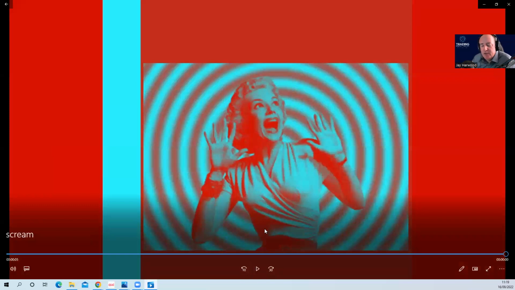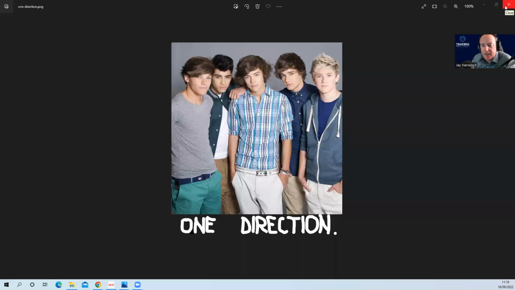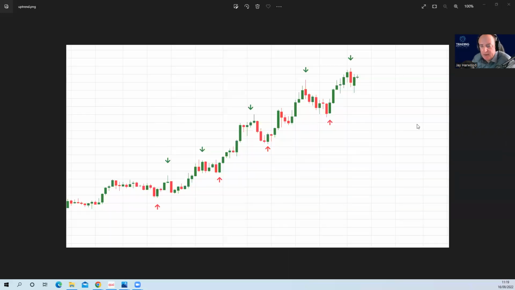Now, what is trend? Well, trend is when price is continually doing the same thing, whether that be in an up direction, a down direction, or a sideways direction. And what do I mean by the same thing? Well, it's moving in one direction. So here's an example of an uptrend.